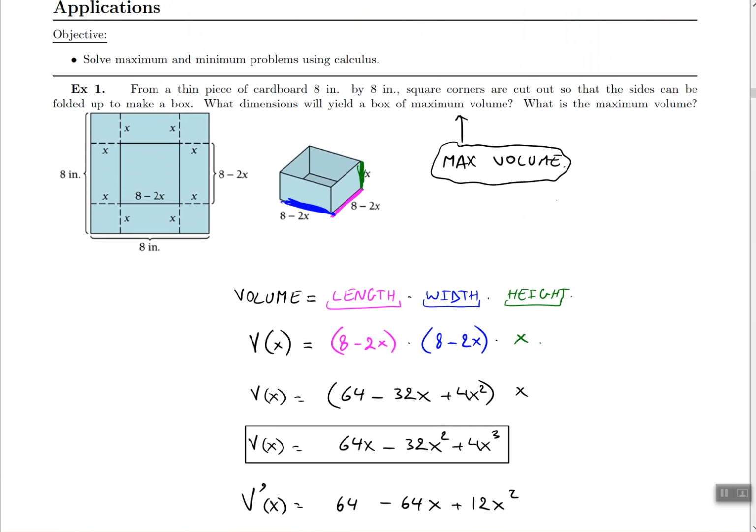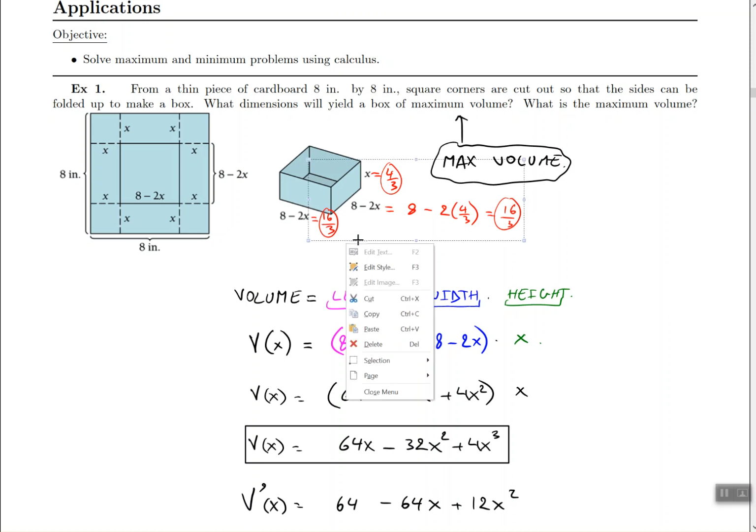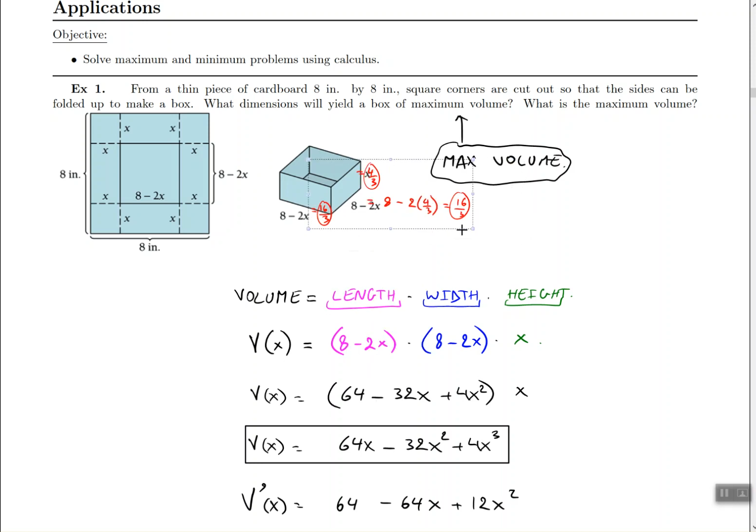Okay, so what dimensions? Well, let's go back and find out. If the x itself is 4/3, how much is 8 minus 2x going to be? So let's investigate by putting 8 minus 2 times 4/3 into the calculator and getting the result. Okay, it turns out that 8 minus 2x is going to be 16 over 3. So those are the numbers that will maximize the volume of this box that we're working with.